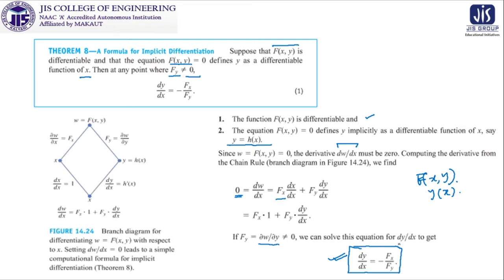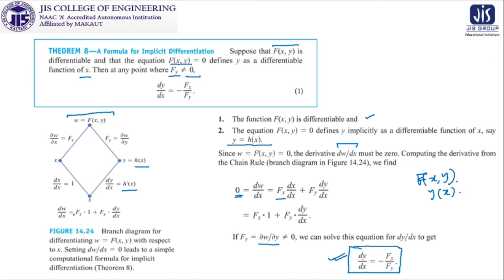Now we are showing the branch diagram that you were already introduced to in the previous class on the chain rule. Here, w is a function of x and y, and del w del x is fx and del w del y is fy. Now f is a function of x and y, so there are two branches, but x is a function of x, so dx will be 1, and y is a function of x because it is the implicit form of y in terms of x. So we have selected that y is equal to h of x, so dy dx will be h dash x.